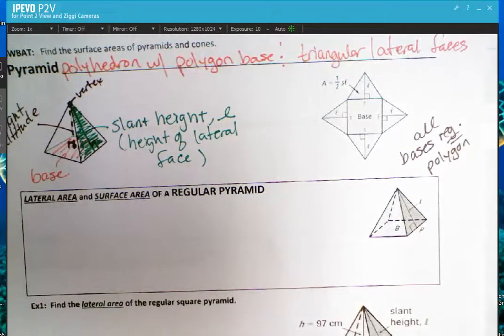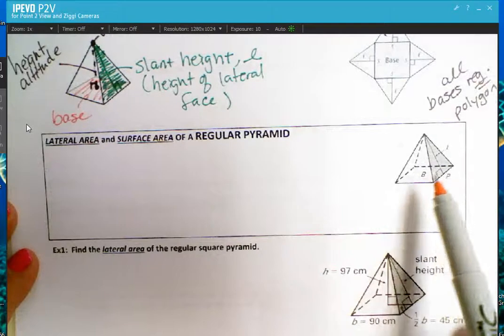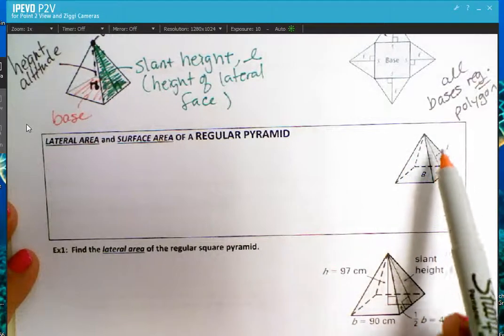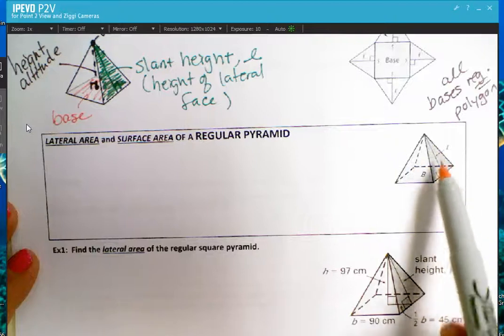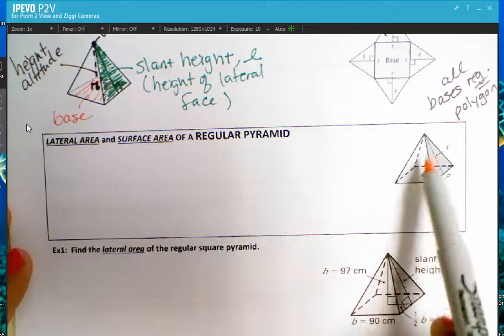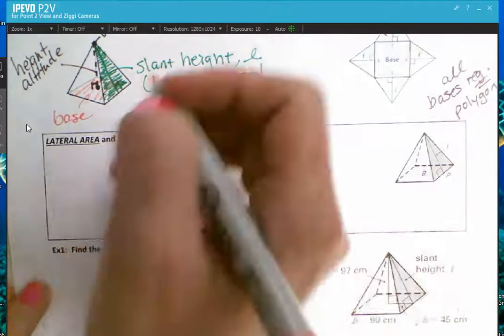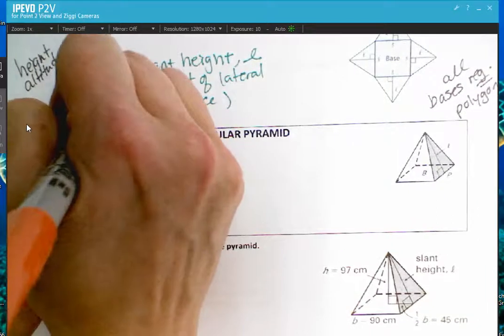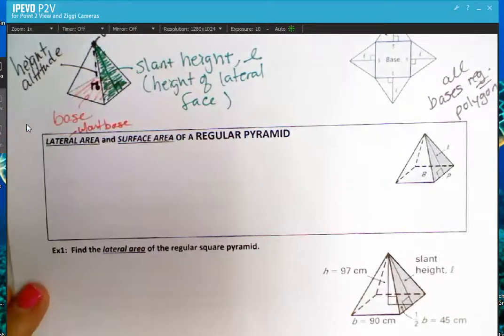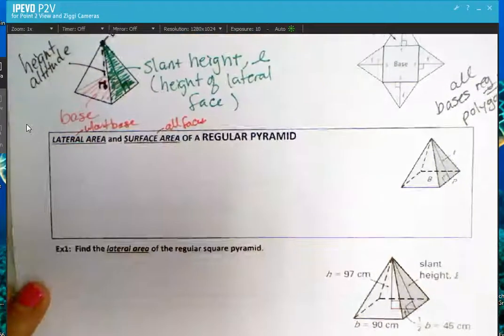So let's take a look at the theorems or the formulas for these. The lateral area, like we learned in the last lecture, is just the area of each of the triangles. So I have 1/2 base times height, and then another 1/2 base times height, and another, and another. We can put that all into one lateral formula. So the lateral area, remember, is without the base, and surface area is all faces, including the base.